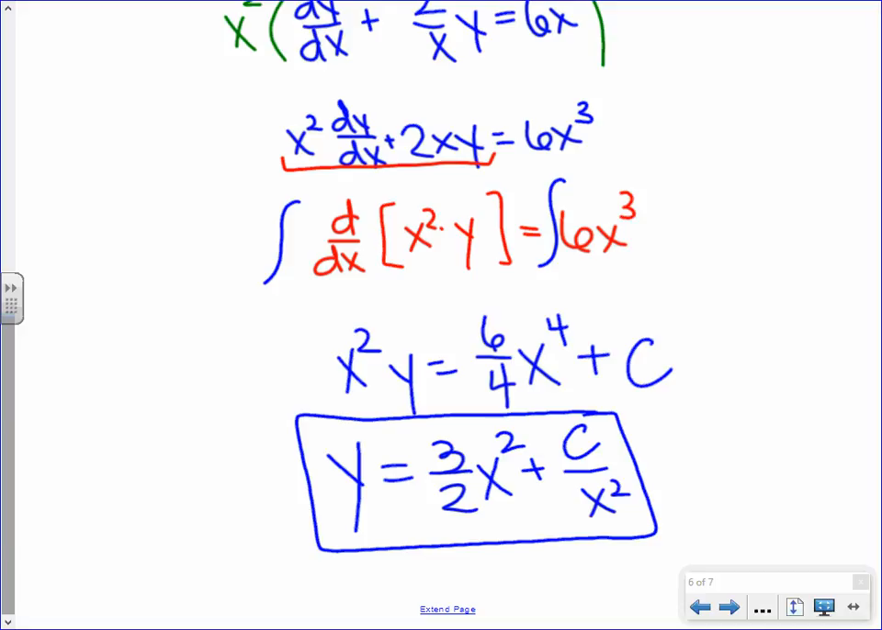Where'd you get x squared times y? When we multiply by our integrating factor, we have to figure out what the product rule is. We need to figure out what two functions multiply together so that when you take the derivative, this is their product rule. We have x squared times y prime plus 2x times y, so that's the product rule for the derivative of x squared times y. Does that make sense? Yes.